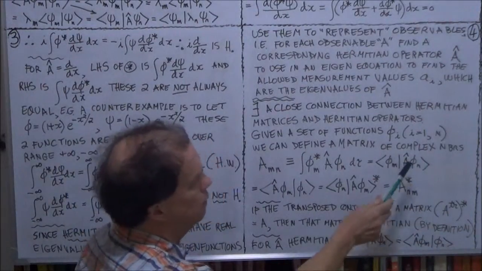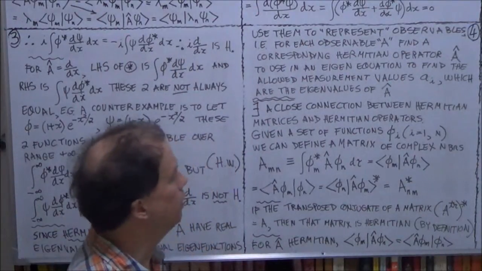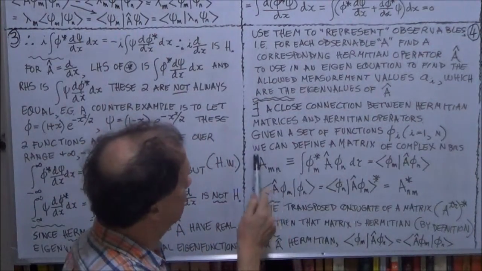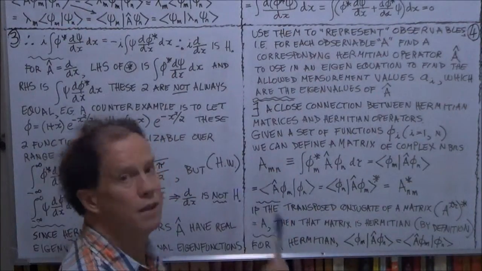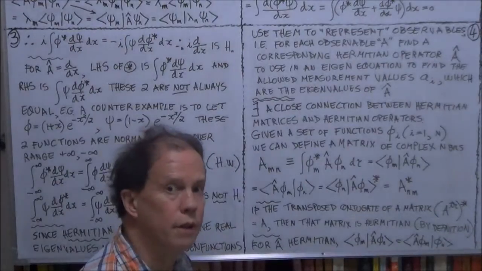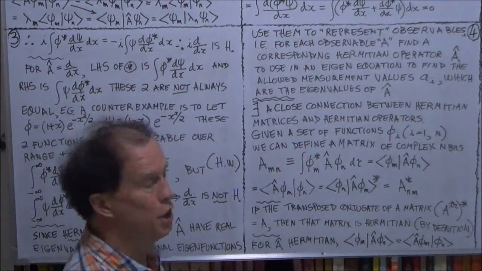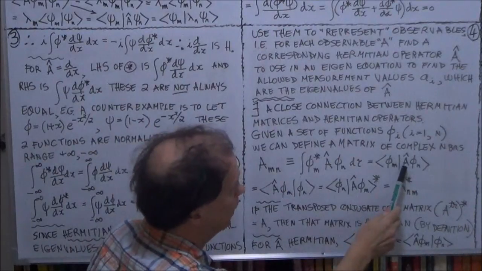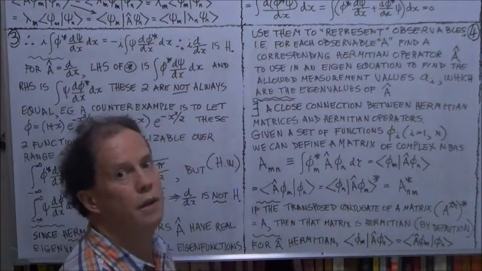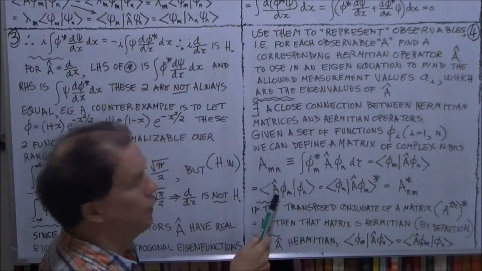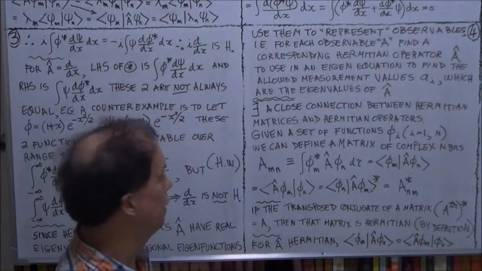Now, because this A hat is a Hermitian operator, we can learn a few things. We can find some relationships relating these elements of a matrix. A hat is Hermitian, so I can move this A hat to the left side, to the bra, because it's Hermitian. We did that in an earlier session.